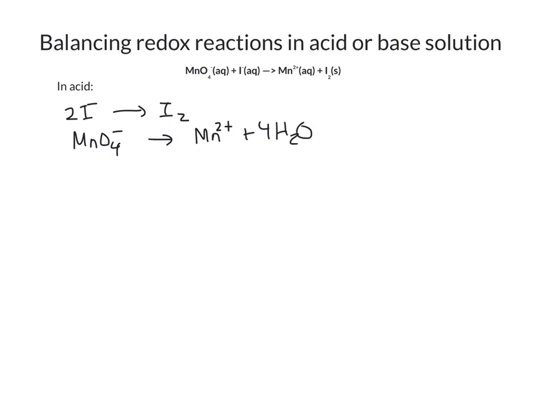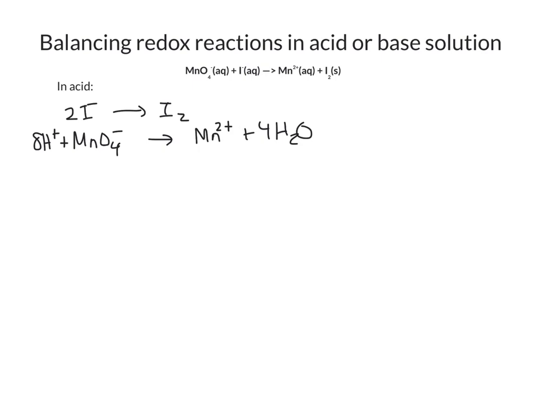Now immediately when I do that, I end up with 8 hydrogens that I need to balance on the reactant side. So since I'm in acid, that means I have plenty of H+ around, and so I can simply add in 8 H+ to my reactants. So now all of my elements should be balanced. So I have 8 hydrogens, 1 manganese, 4 oxygens, and 4 oxygens. 2 iodines, 2 iodines.